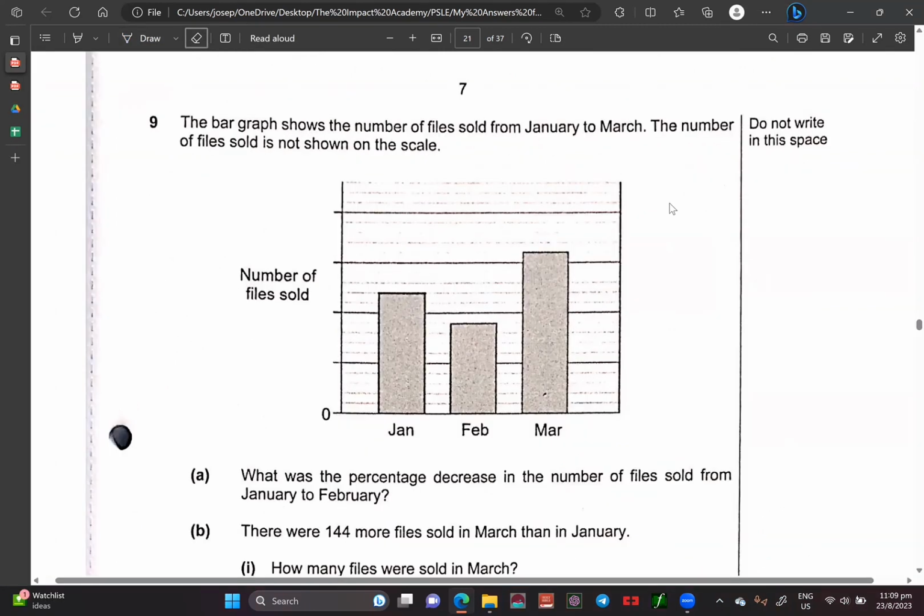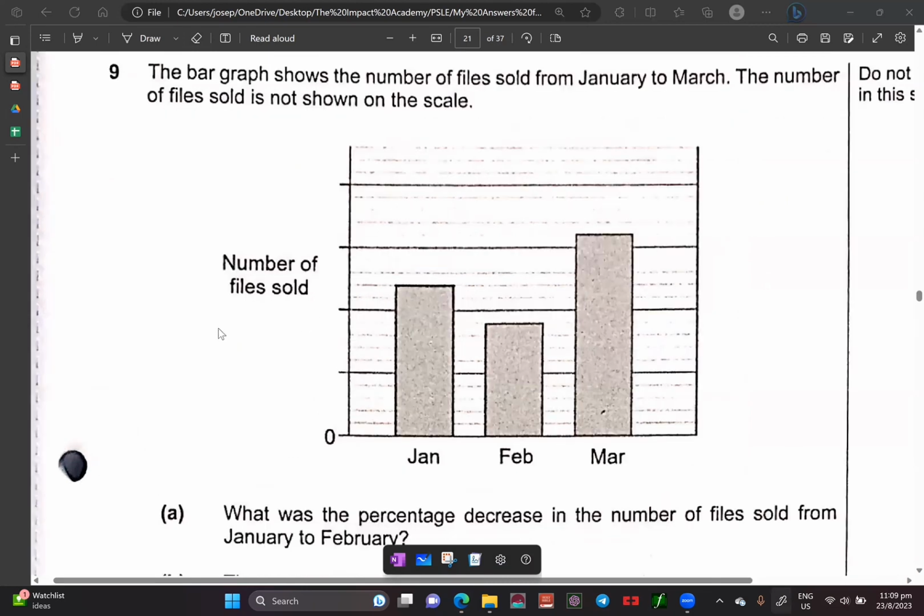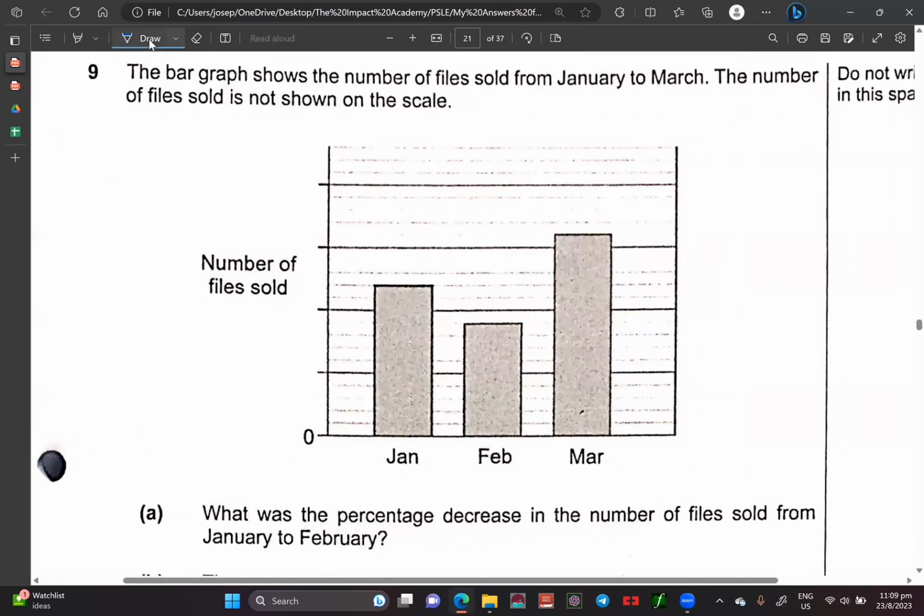Question number 9, it says that the bar graph shows the number of files sold from January to March, and the number of files sold is not shown on the scale. So whenever that happens, don't panic, because if it's not shown on the scale, what we can do first is to simply say that each of these lines is actually just 1 unit. I understand that the printing is not that clear, but I'm pretty sure that during the exam itself, it will be very clear. So as you can see over here, one jump itself will get to 1 unit. So 2 units, 3 units, 4 units, 5 units.